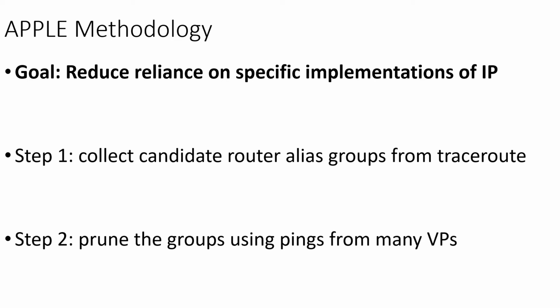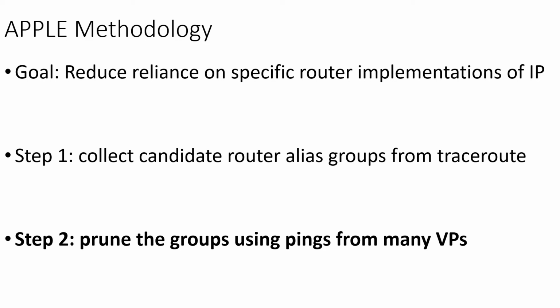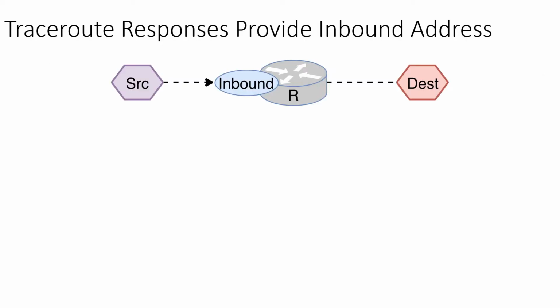The primary goal is to reduce reliance on specific implementations of IP and come up with something that can work for both IPv4 and IPv6. To do this, I first use Traceroute to produce candidate sets of router aliases. And then I prune those sets using pings from a bunch of different vantage points.